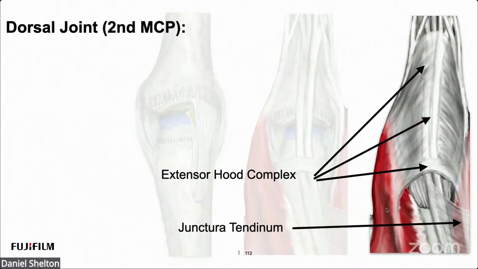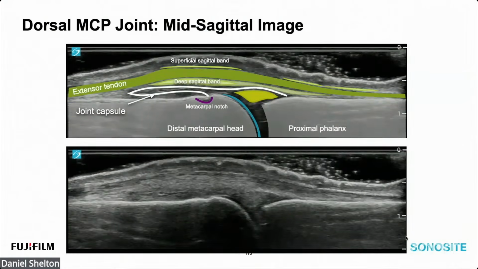And then we'll skip the junctura tendinum, but those are those little connections between the extensor tendons back here on the top side of the palm. Mid-sagittal slice through the MCP joint we covered in the arthritic hand webinar a little bit. So we've got that joint capsule starting at the metacarpal notch, good landmark, folds back redundantly, looks like a suprapatellar recess in the knee, comes back and folds, and then dives at the proximal phalanx.